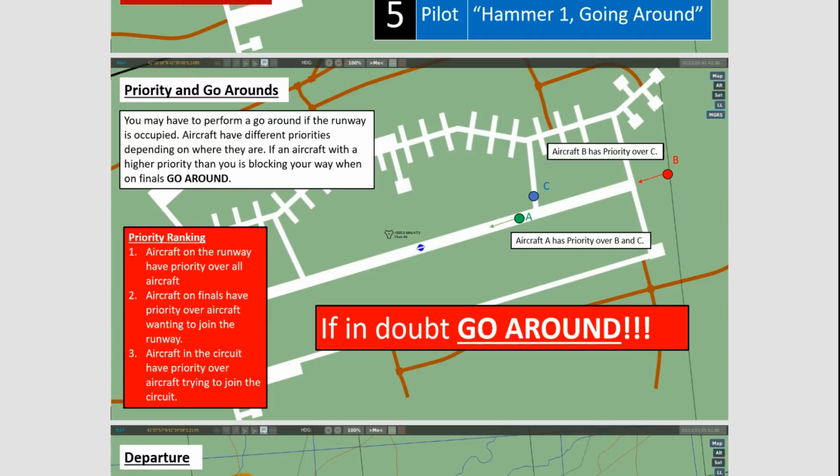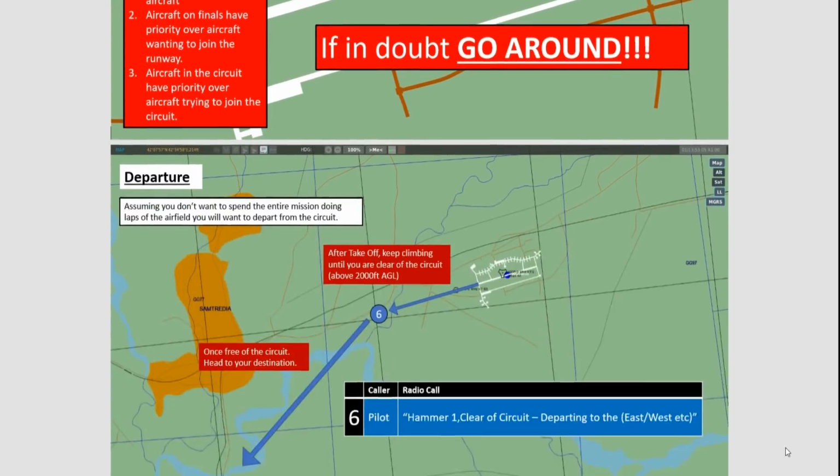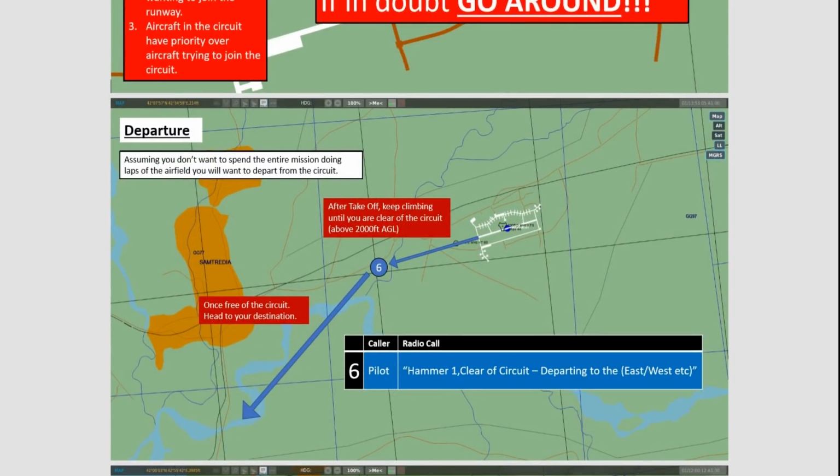Good. So next one, nice and easy, is just departing from the circuit. After you take off, just keep on climbing, and when you're about 2,000 feet above ground level, so you're way clear of the circuit, just make a radio call: Hammer 1, clear of circuit, departing to east, west, north, wherever. So dead simple. And then once you're free, head on to wherever it is that you're going.